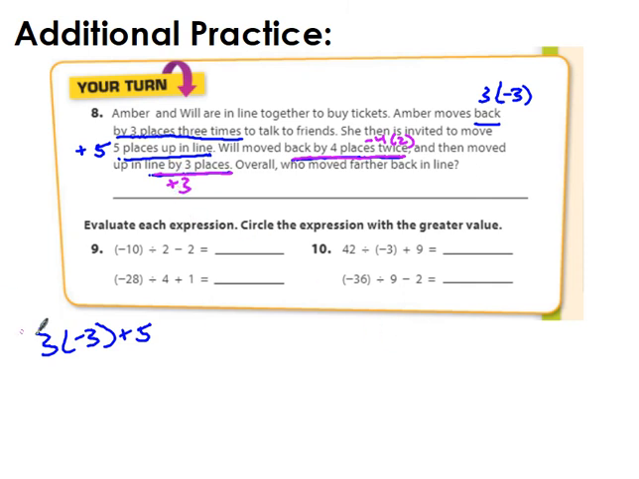So for Amber, I have this problem over here. For Will, it was -4 times 2 plus 3. So now I can actually solve my problems to figure out who moved further. And this one would give me -4. 3 times -3 is -9. Bring down that +5. Different signs I subtract, keep the sign of the bigger number. So Amber in total moved back 4 spaces.